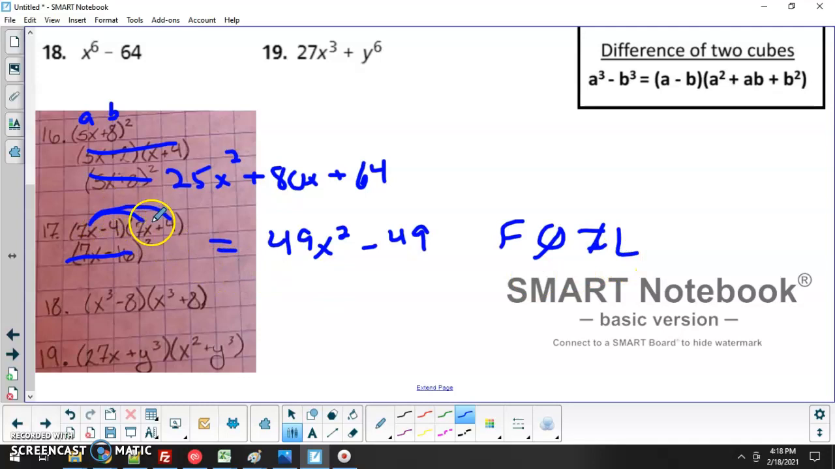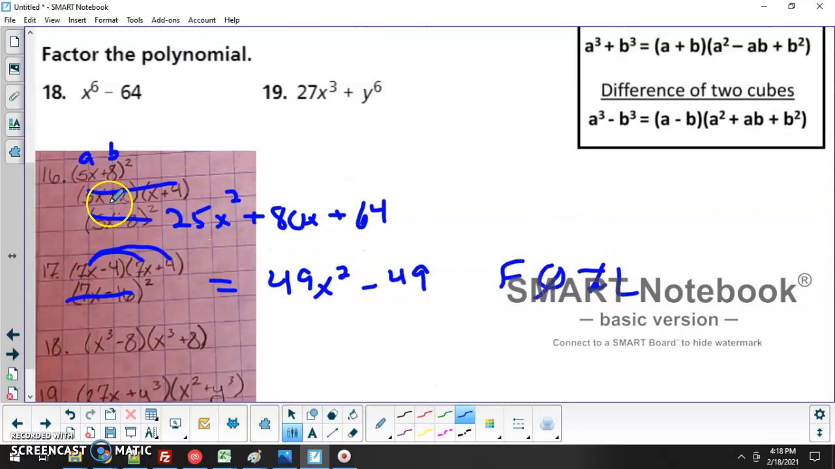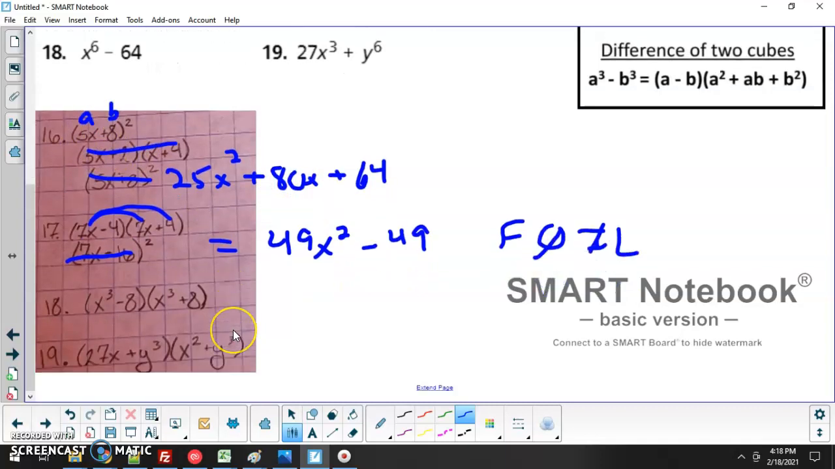So when the signs are different, but the terms inside of those signs are the same, then you can do FOIL. However, when it's a binomial squared, then it's not going to just cancel out so nicely. You'll have this middle term here that's double A times B.